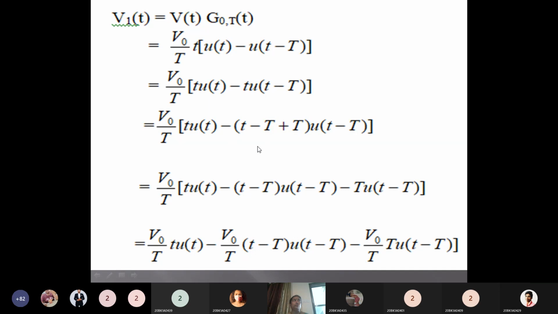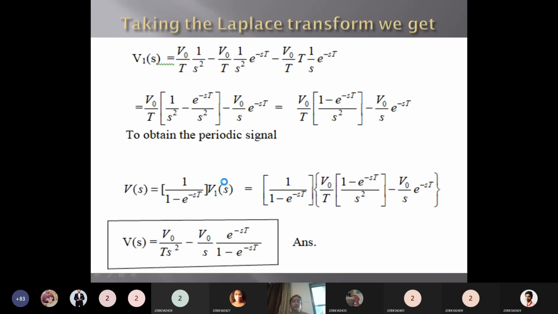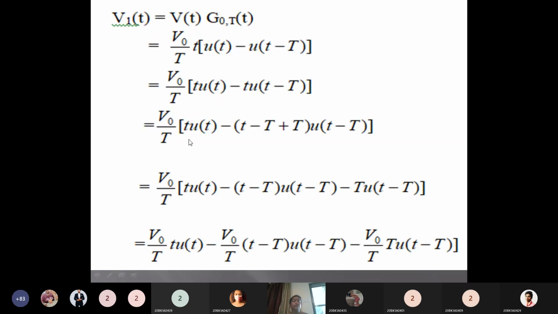Small t and capital T, both I am pronouncing like T only, don't get confused. If you observe these equations, then you will have better clarity. Okay, t minus T plus T is given here. Then again separating, V0 by T into t of u of t minus t minus capital T into, I am separating this term into two parts, like t minus T into u of t minus T, minus this, plus and this minus becomes minus. So minus capital T into u of t minus T. Is this step clear to all of you?